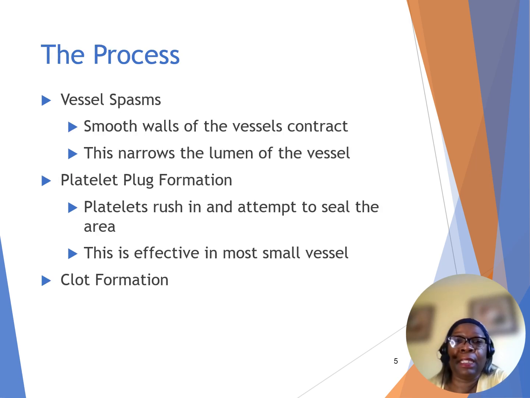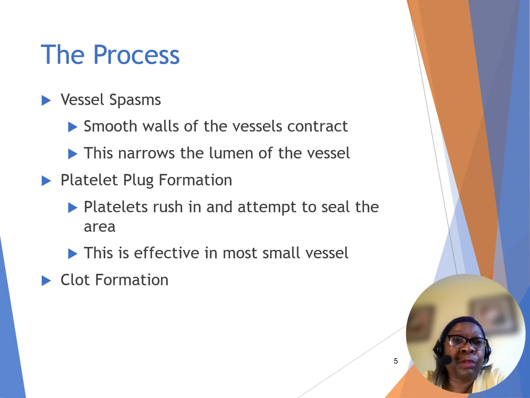Okay. So let's look at the process. Vessel spasms. Smooth walls of the vessels. We're talking veins and arteries. We're talking about the vessels. Smooth walls of the vessels contract. This narrows the lumen of the vessel.